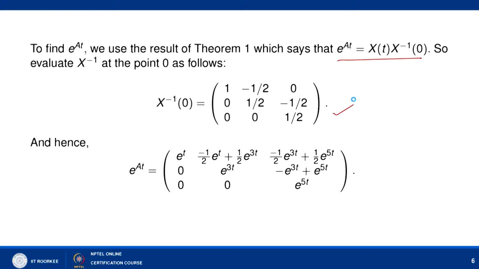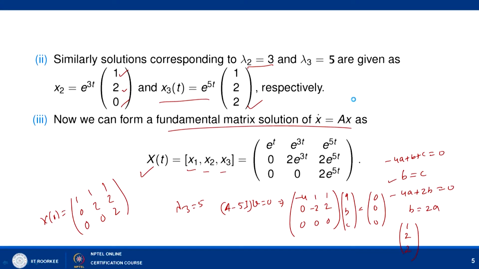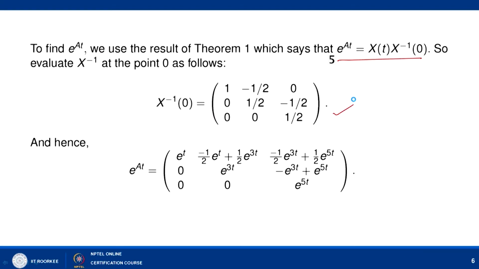So, X inverse of 0 is 1, minus half, 0, 0, half, minus half, 0, 0, half, and you can simply say that here X of 0 has a non-zero determinant. So, X of 0 is invertible. So, X inverse of 0 exists, and now we can calculate e to power A t as X of t into X inverse of 0, and we can calculate it like this.